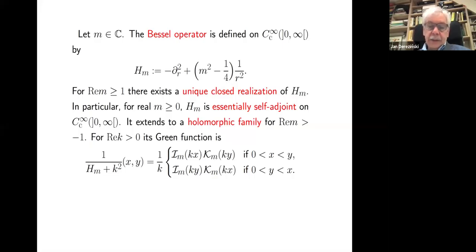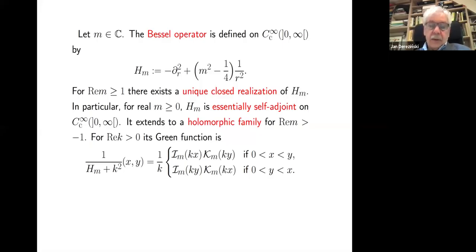Now, as usual in my talk, everything will be complex. So m is a complex number. The thing which one can show is that if the real part of m is greater than or equal to 1, then this formal expression has a unique closed realization on L squared of the positive half line.